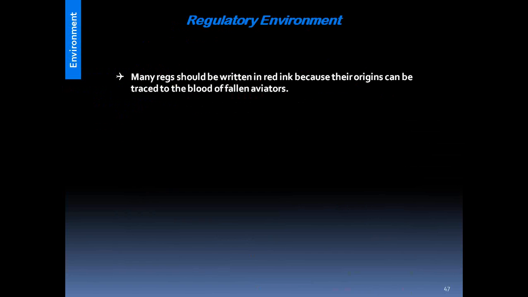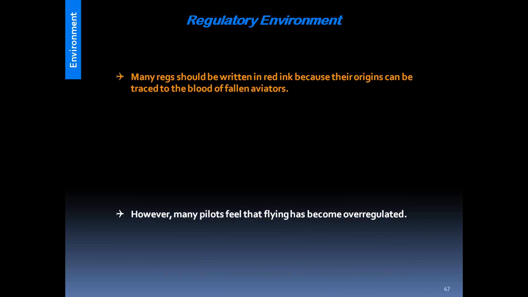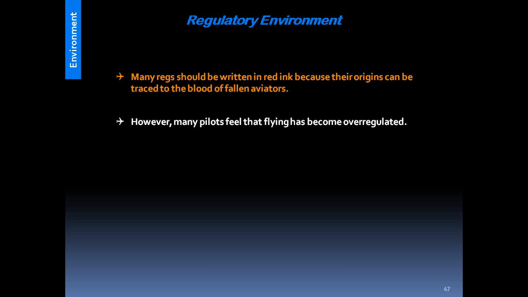The regulatory environment. Many regs should be written in red ink because their origins can be traced to the blood of fallen aviators. And I'd modify that sentence a little bit and say, I think all the regs are written in red ink, at least those that pertain to operations. We made the mistakes. Our ancestors in aviation made the mistakes that then became regulations to keep others from making those mistakes.